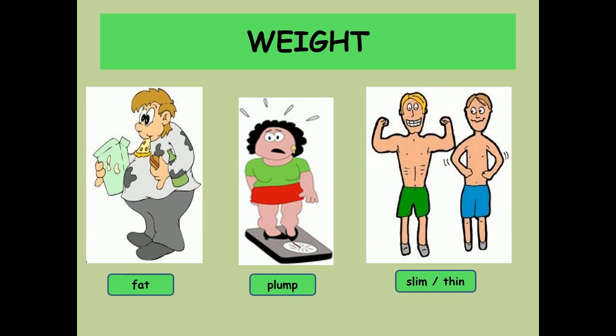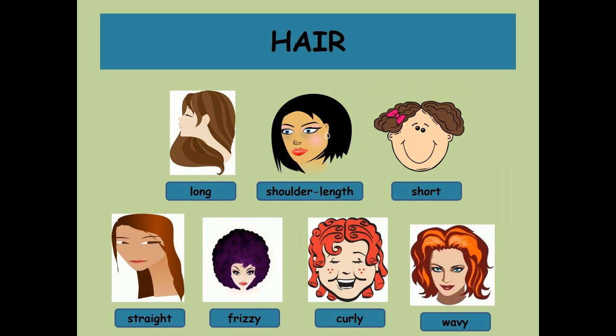Let's study now the weight of the people. A person can be fat, plump, or thin and slim, which are very similar. This is about the weight. Let's learn now about the hair. It can be long, or shoulder length, or it can be short, straight, frizzy or curly, or, finally, it can be wavy.